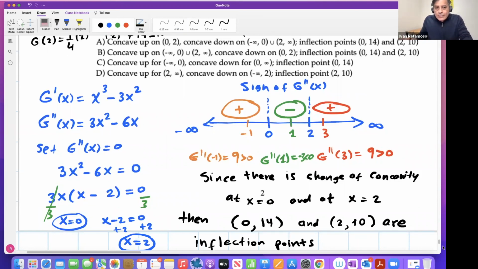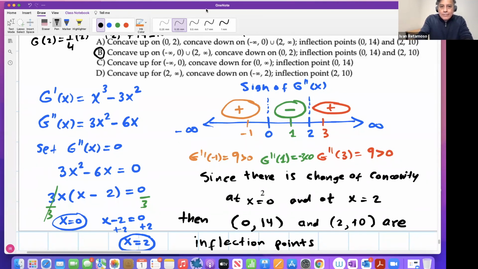Yeah, so therefore the answer should be this one, right? Concave up on negative infinity to 0, this U means union, together with 2 to infinity, sorry. Concave up here and here, and concave down between 0 and 2, right? Inflection points (0, 14) here and (2, 10) here, right?